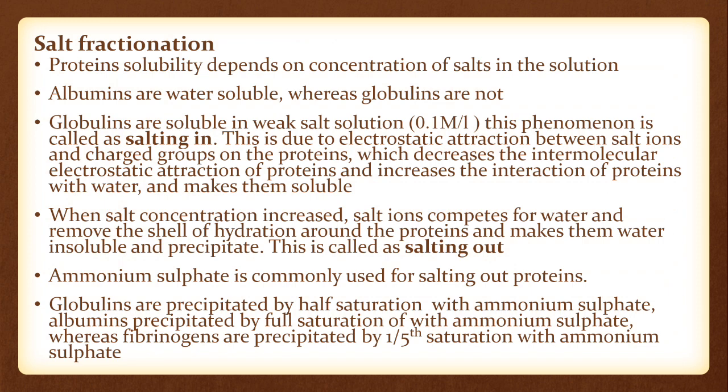Whereas when salt concentration is increased, the salt ions compete for water and remove the shell of hydrogen around the proteins, making them water insoluble and causing them to precipitate. This is called salting out. Usually ammonium sulfate is used for salting out the proteins. Globulins are precipitated by half saturation with ammonium sulfate, whereas albumin is precipitated by full saturation with ammonium sulfate, and fibrinogen is precipitated by one-fifth saturation with ammonium sulfate.